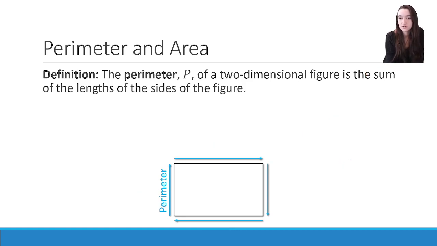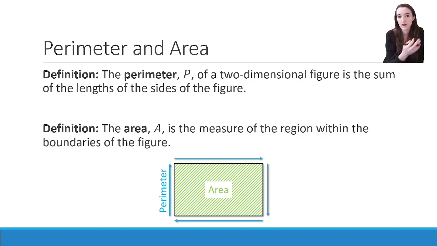Perimeter is always measured in one-dimensional units, whereas area is called a two-dimensional unit. So the area is the measure of the region within the boundaries of the figure. So it requires 2 dimensions in order to formulate it: the dimension going left, right, and up, down. Multiplying these together, we get a 2-dimensional space. And so area uses 2-dimensional units like square feet, square yards, square meters, etc.